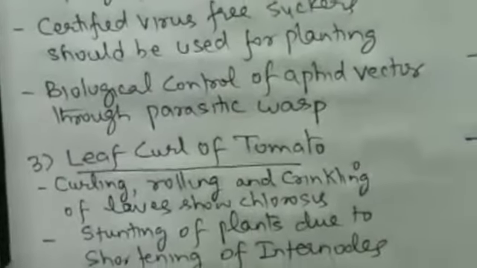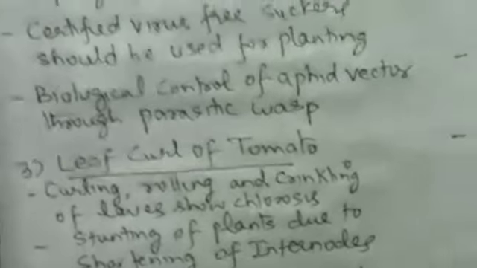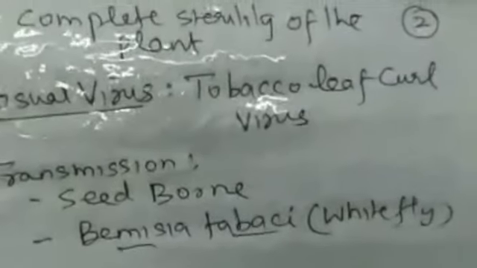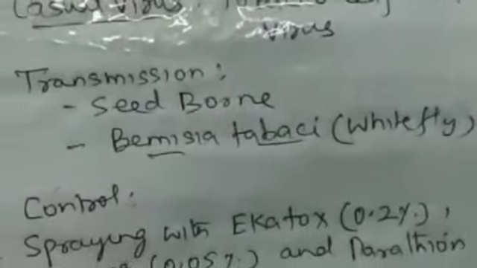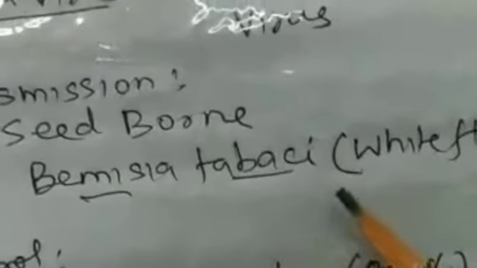As you know, curling, rolling and crinkling of leaves, and chlorosis, necrosis, stunted growth, and we came to know that fruits are basically, it is a completely sterile plant. Fruits are deformed, small, and it is caused by the tobacco leaf curl virus, and it is seed borne, and it is spread by the whitefly Bemisia tabaci.